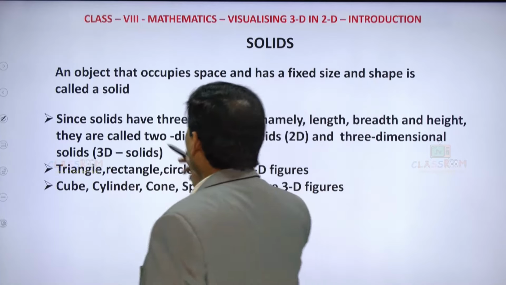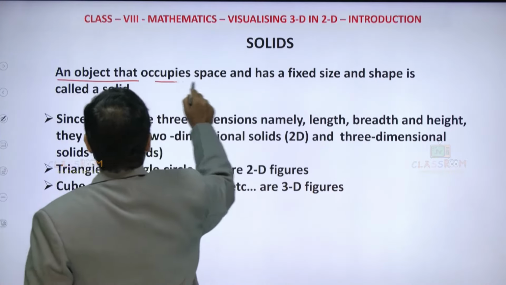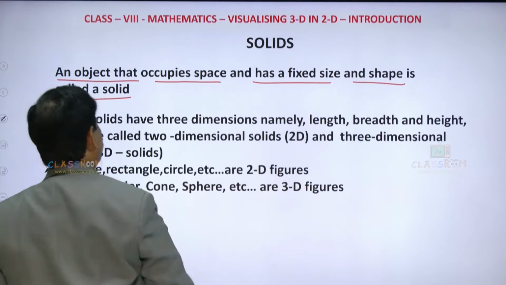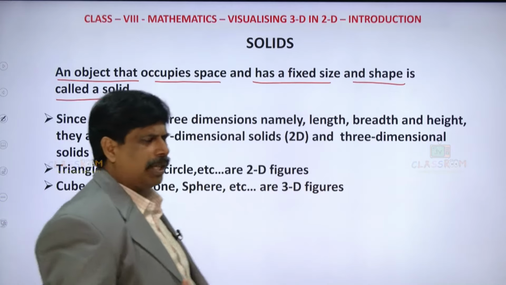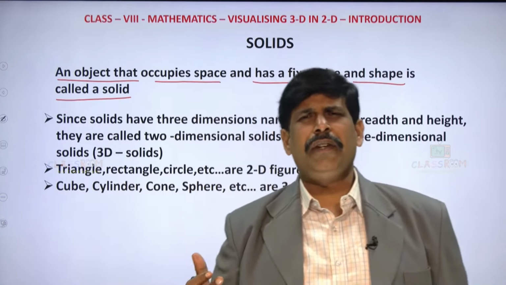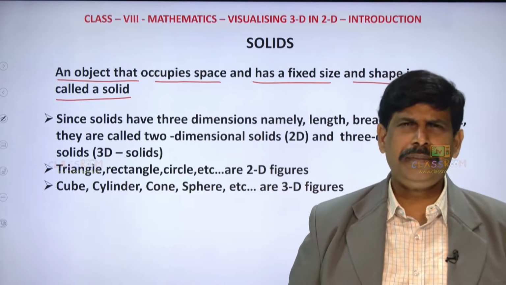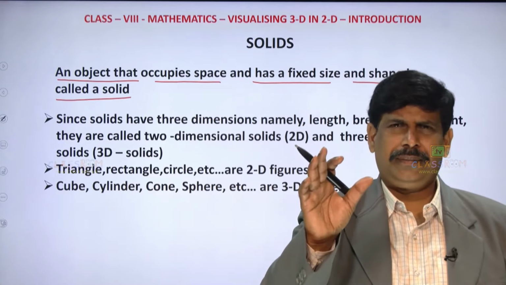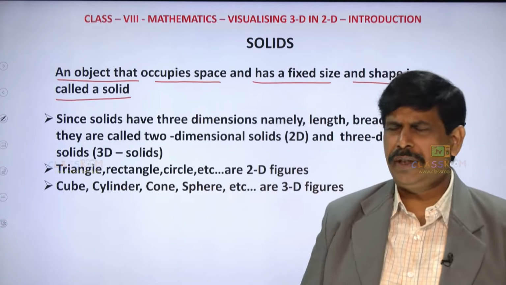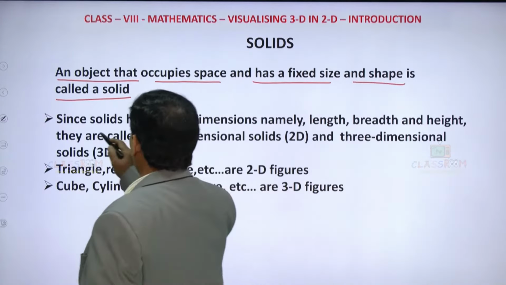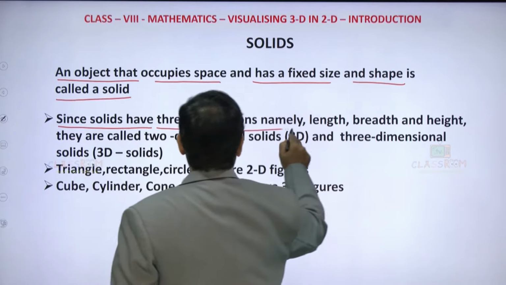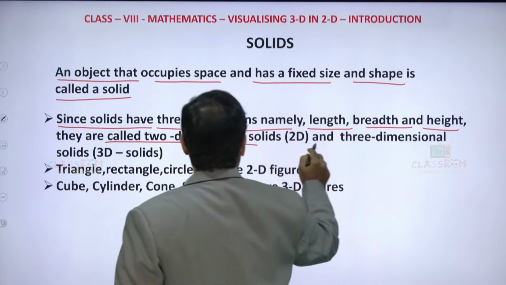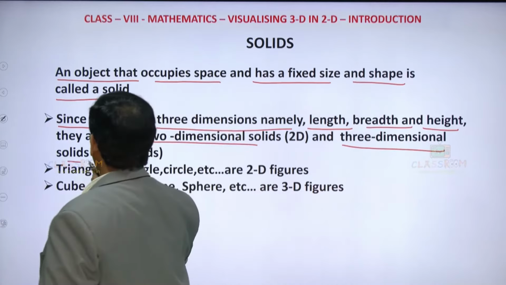So what is a solid actually? An object that occupies space and has a fixed size and shape is called a solid. That occupies some space and has a specified shape and some size, that is what we call a solid. Since solids have three dimensions, length, breadth and height, they are also called two-dimensional as well as three-dimensional solids.